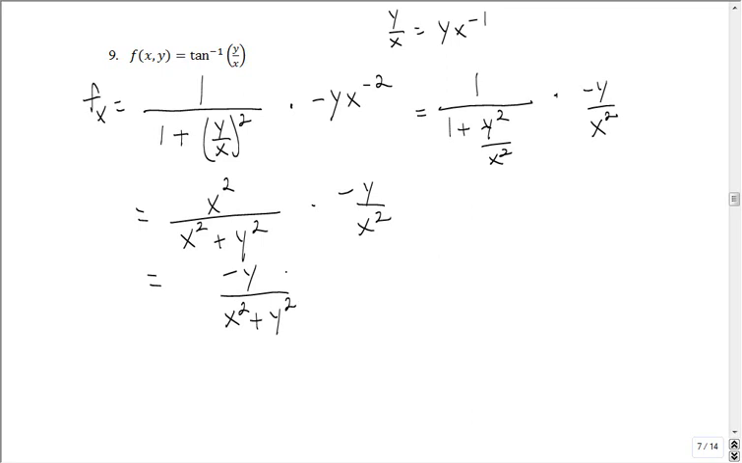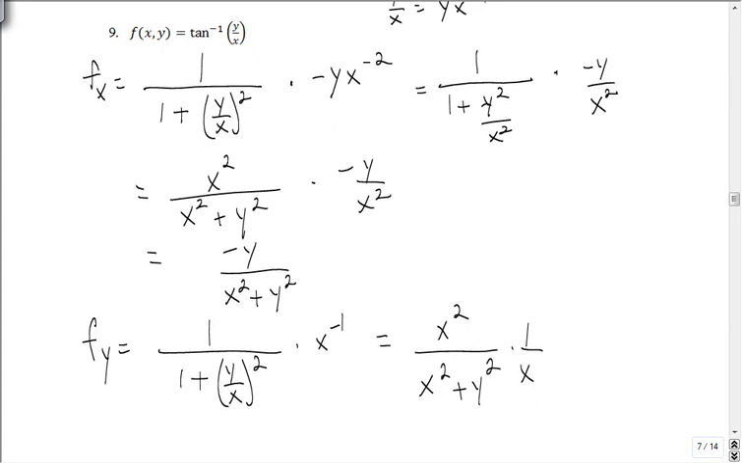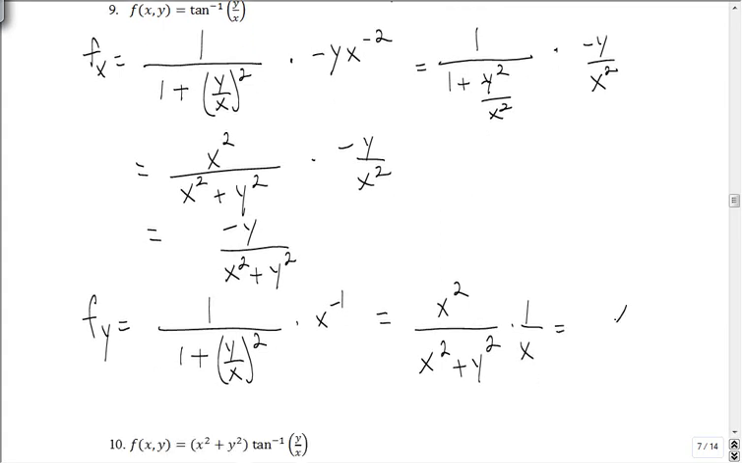Now let's go for the partial with respect to y. So the partial with respect to y, you start off the same way. 1 over 1 plus y over x all squared times what? Partially differentiate y over x with respect to y. What do you get? X to the minus 1, right. Simplify that again. So this is x squared over x squared plus y squared times 1 over x, which works out to be x over x squared plus y squared.